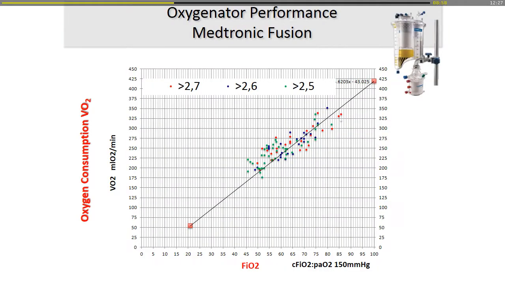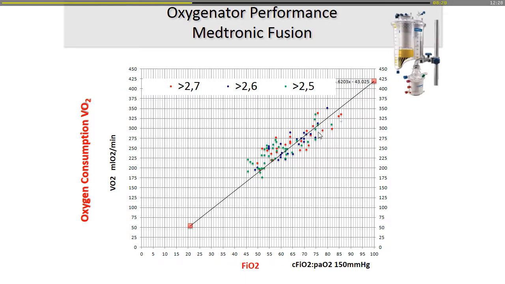Because of lack of time, I can't really go into this, but what you see here on the left side is the oxygen consumption on the y-axis, and on the x-axis, the FiO2. And these dots, from 2.5 to 2.7, are basically just little pictures in time of every blood gas that I took with the different patient sizes. You do see here that even the red, the 2.7 meters squared patients, vary a lot with oxygen consumption during bypass.